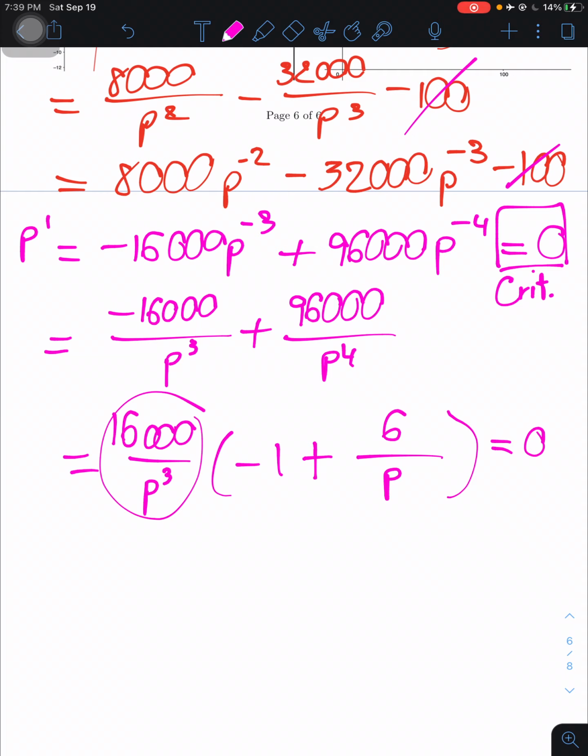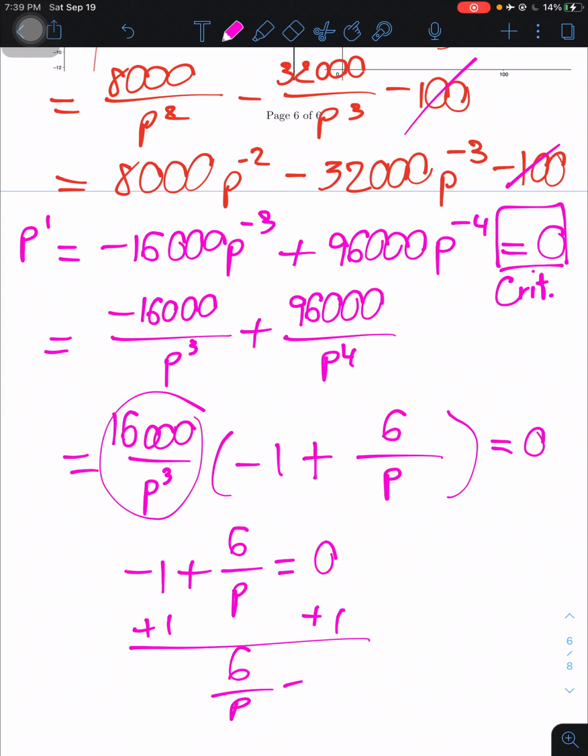So that means we have to set the inside stuff inside the parentheses equal to 0, and that is negative 1 plus 6 over p equals 0. In here you add 1 to both sides, and that gives me 6 divided by p equals 1, and then 1 equals 1 divided by 1, right? So I'm going to do cross multiplication in here. That gives me p equals 6, and this is the price. So this is the price to maximize the profit, and that's the answer.